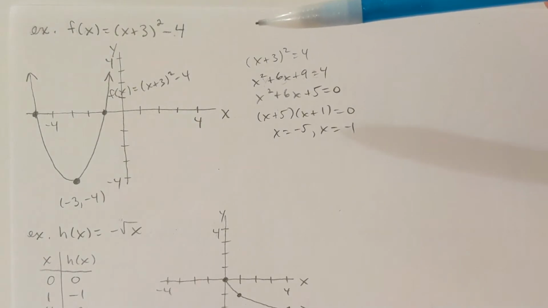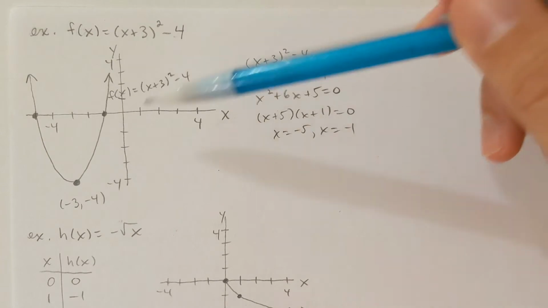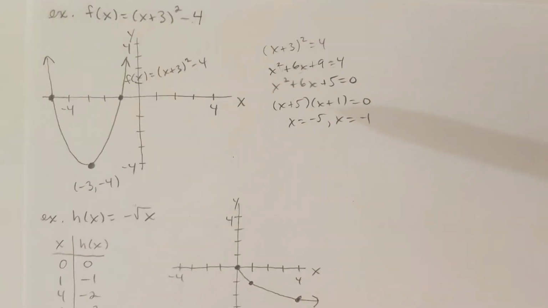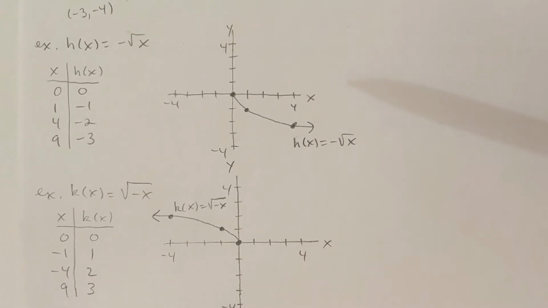If I wanted to find the y-intercept, let x be 0. 9 minus 4 is 5, so (0, 5) would be on the graph. Okay, so here's another example.